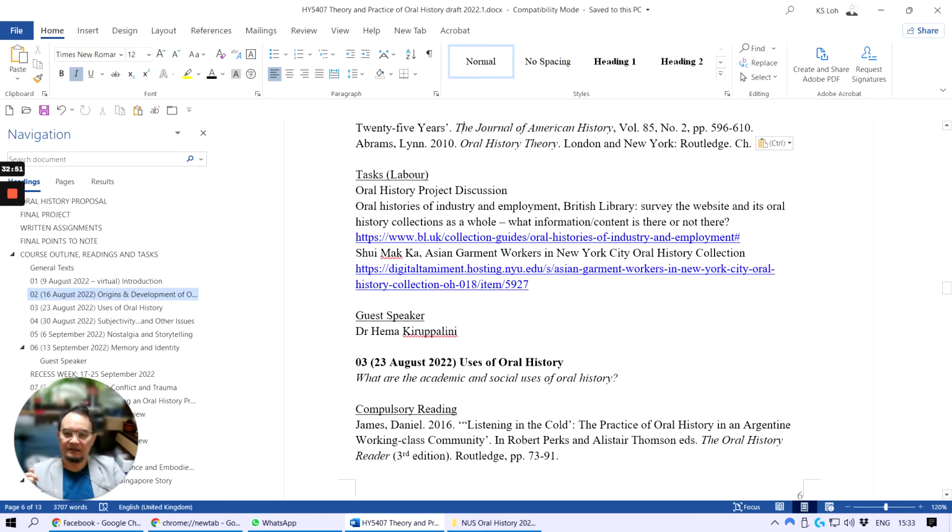And then there are the tasks, right? The tasks will involve the project proposal or project discussion. So we'll go around the class and see what you would like to do for your project, and in subsequent weeks we will try to find out updates from you, how far you have gone, and if you have any problems finding an interviewee or finding a topic or things like that.